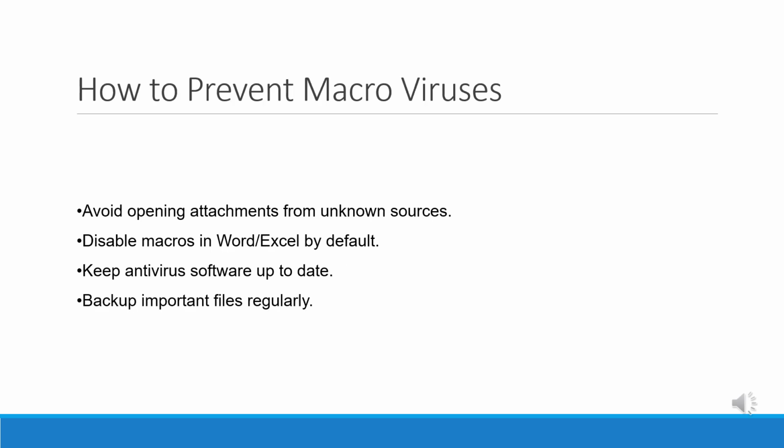To summarize, macroviruses are dangerous because they hide in everyday documents. They spread quickly through emails and file sharing. By following safe practices and using antivirus tools, you can protect yourself and your data. Stay cautious and always think twice before opening unknown files.